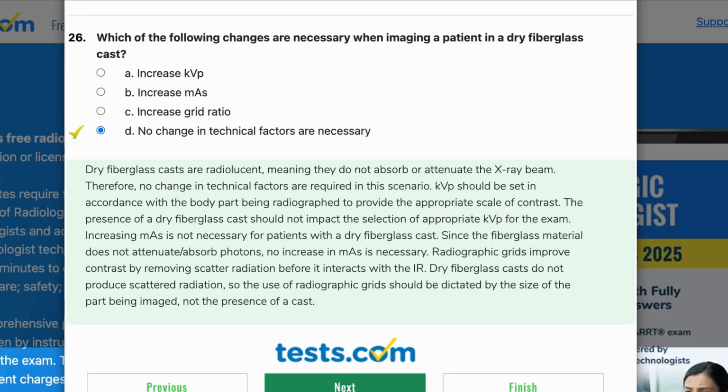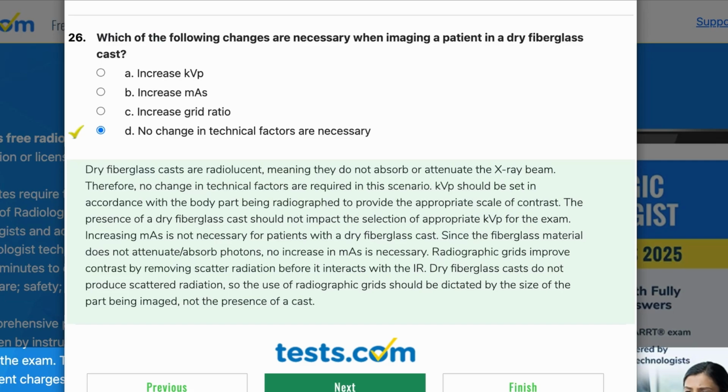KVP should be set in accordance with the body part being radiographed to provide the appropriate scale of contrast. The presence of a dry fiberglass cast should not impact the selection of appropriate KVP for the exam. Increasing MAS is not necessary for patients with a dry fiberglass cast. Since the fiberglass material does not attenuate and/or absorb photons, no increase in MAS is necessary.